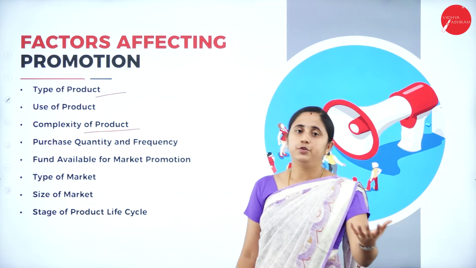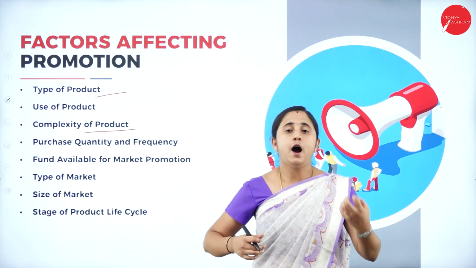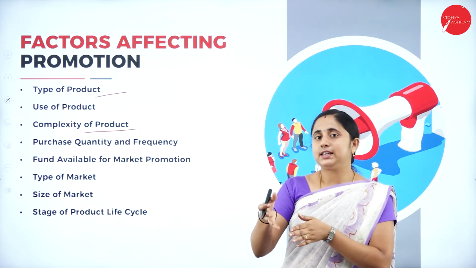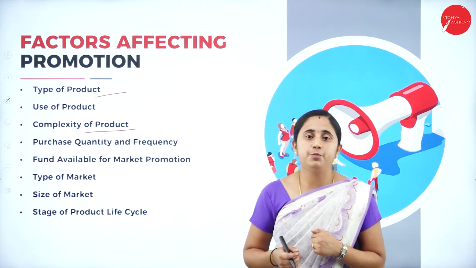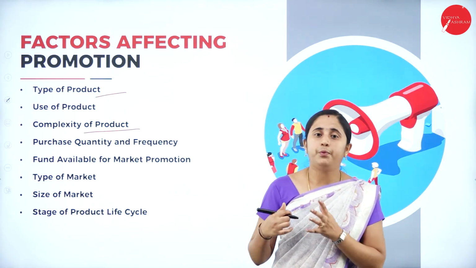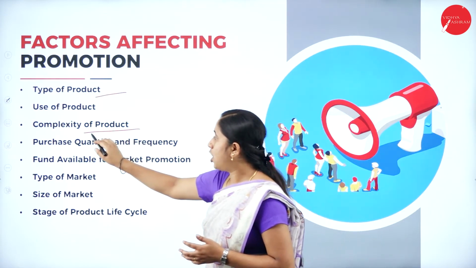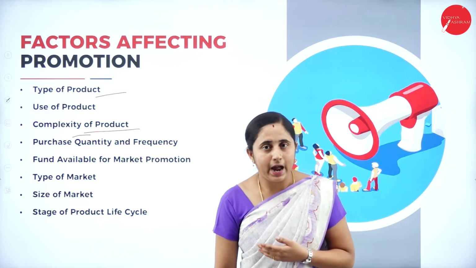For example, if you are producing rice, you need not give instruction to the consumer on how to use the rice. In other cases, if you are producing a refrigerator or washing machine, you need to give information or instruct your consumers on how to use your products. So depending upon the complexity of your product, you need to decide your promotional activity.